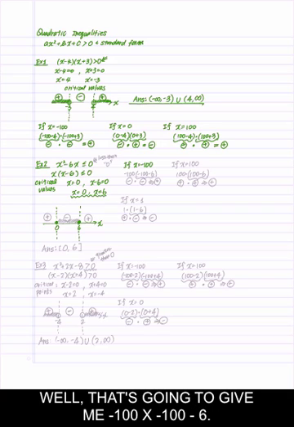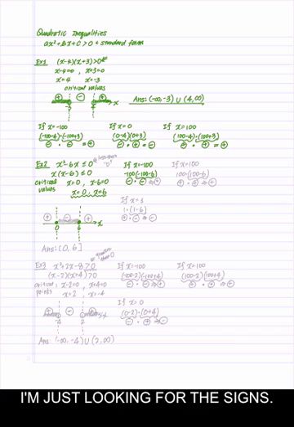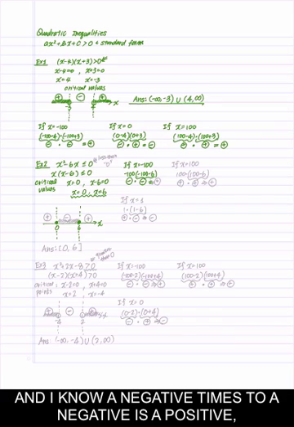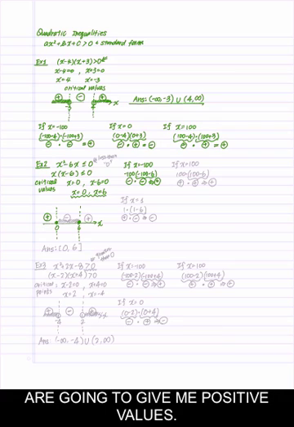Well, that's going to give me negative 100 times negative 100 minus 6. That's going to give me a negative times another negative. Again, I don't care what the values are, I'm just looking for the signs. And I know a negative times a negative is a positive. So all the numbers less than 0 are going to give me positive values.